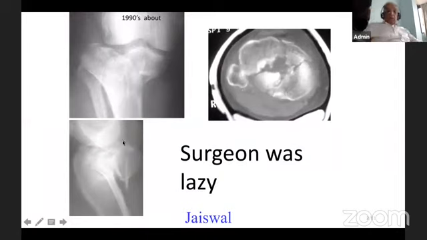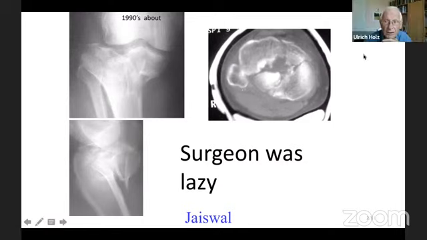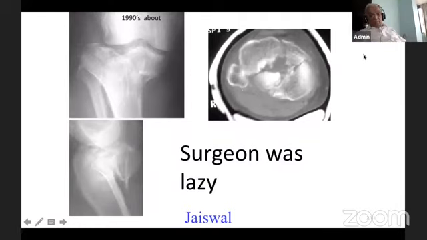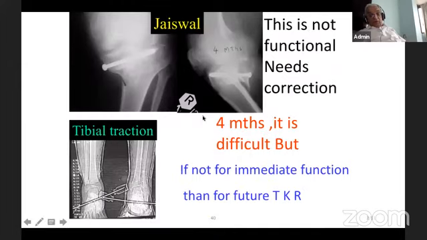Now here is, in about somewhere in late 90s, the surgeon was lazy. Am I heard or no? Yes, I hear you. So the surgeon was lazy, and this is how he fixed it up.